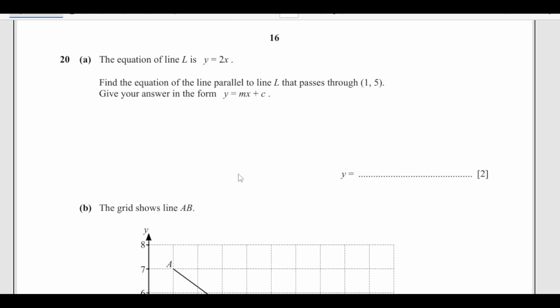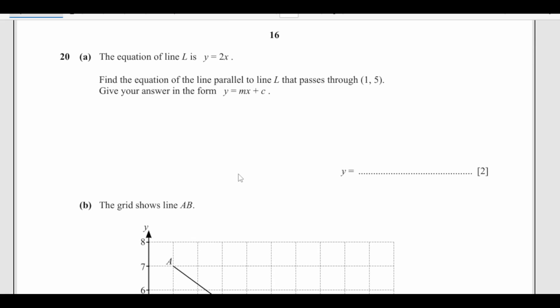Number 20, the equation of the line L is y equals 2x. Find the equation of the line parallel to L that passes through the point. Give your answer as y equals mx plus c. The equation of the line is 2x plus c, where c is 0 here. As they are parallel, only the y-intercept is going to be different, and the gradient is going to be the same.